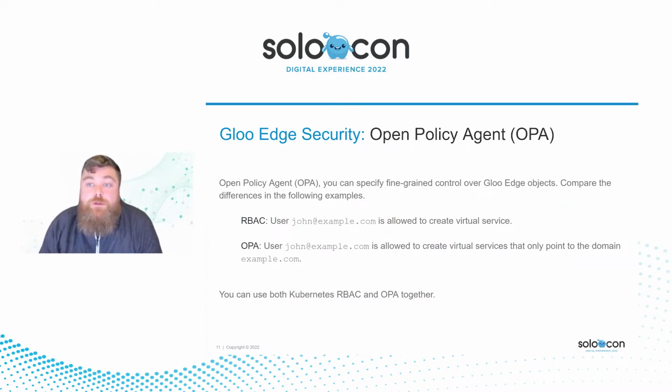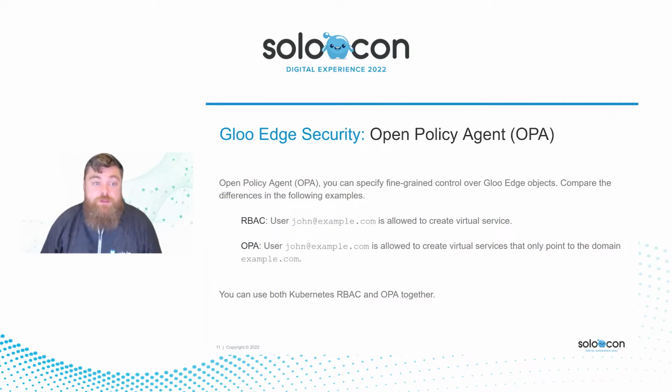So in Kubernetes, Gloo Edge stores its configuration as custom resource definitions or CRDs. Because these CRDs are Kubernetes objects, you can use normal Kubernetes role-based access control or RBAC to create a policy that grants users the ability to create Gloo Edge resources, such as a virtual service object. However, RBAC only allows administrators to grant permissions to entire objects. With the Open Policy Agent, or OPA, you can specify fine-grained control over Gloo Edge objects.